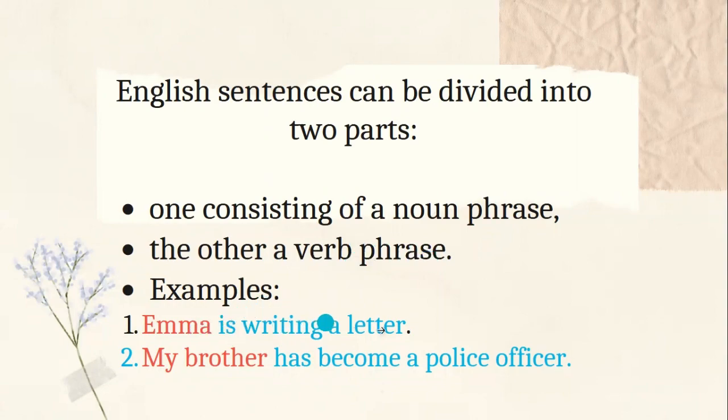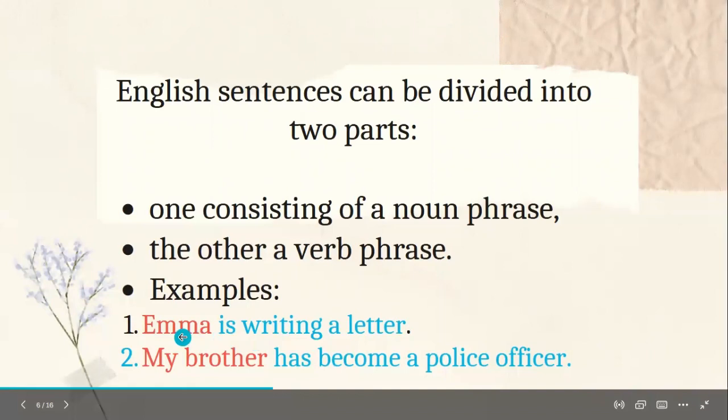Examples: Emma is writing a letter. Emma is the noun phrase. Is writing a letter is a verb phrase. My brother has become a police officer. My brother is a noun phrase, has become a police officer is a verb phrase.